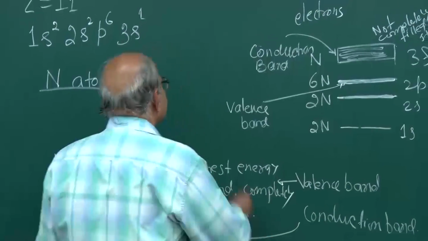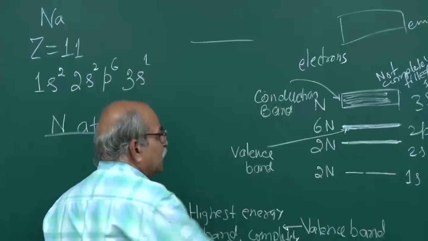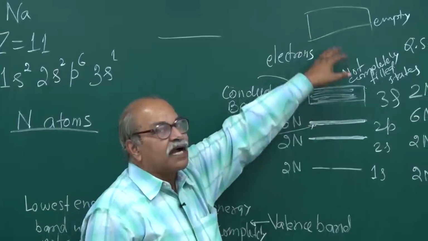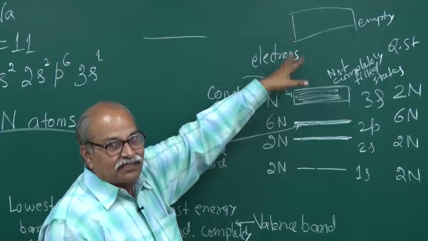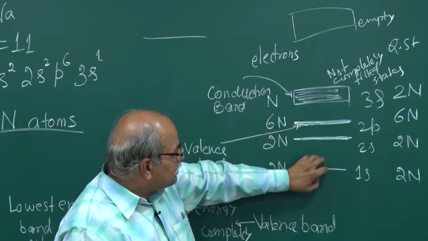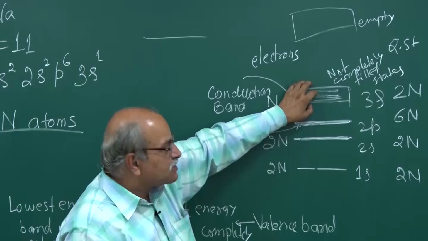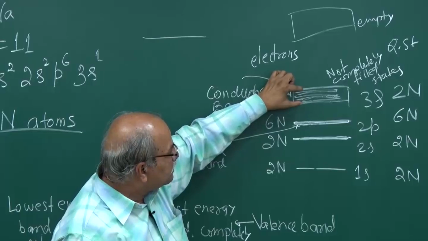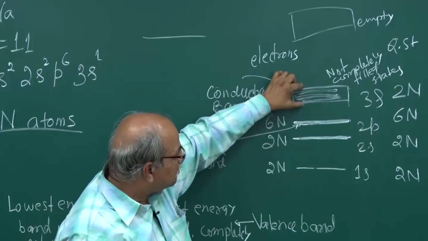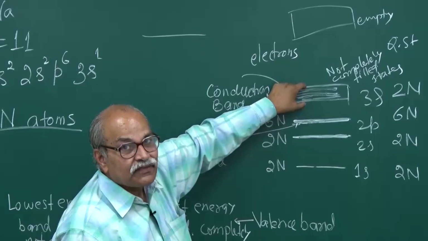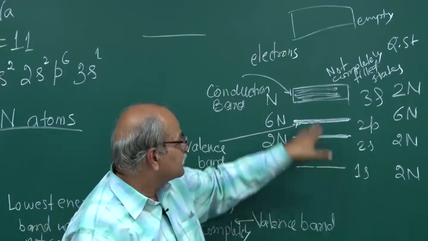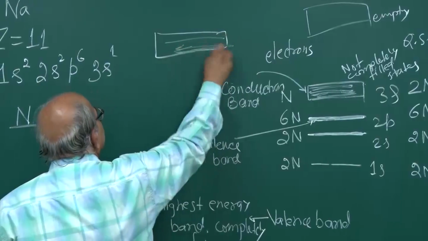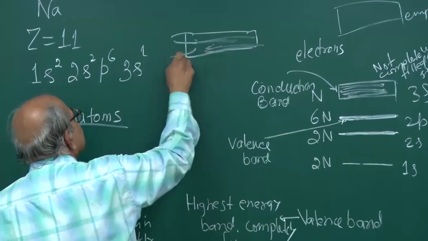So, if you have this material, let us say you have some material, not necessarily sodium, which has this kind of band structure, where completely filled, completely filled, completely filled, and then partially filled. So, here you have enough number of filled states and enough number of empty states, all right. So, this kind of band structure.